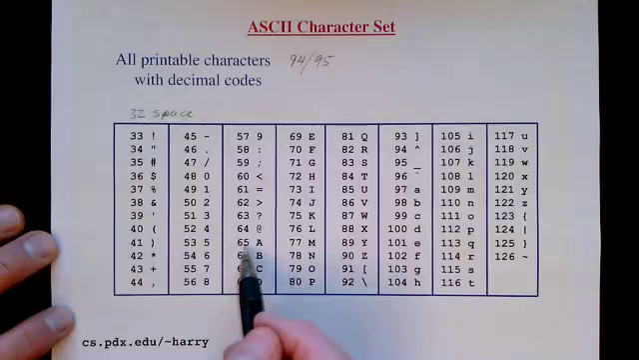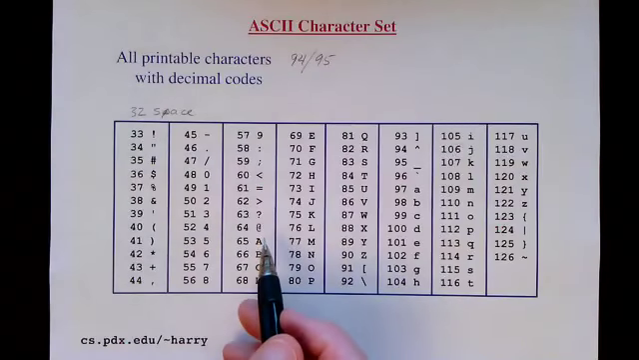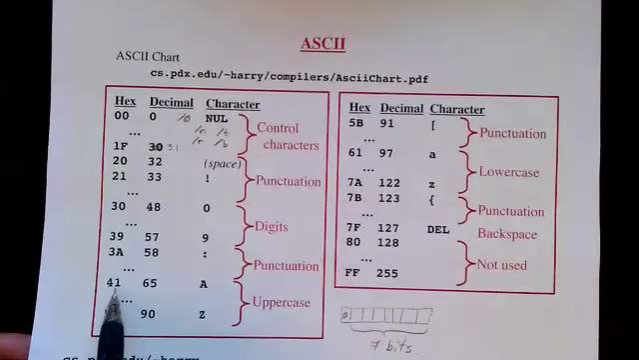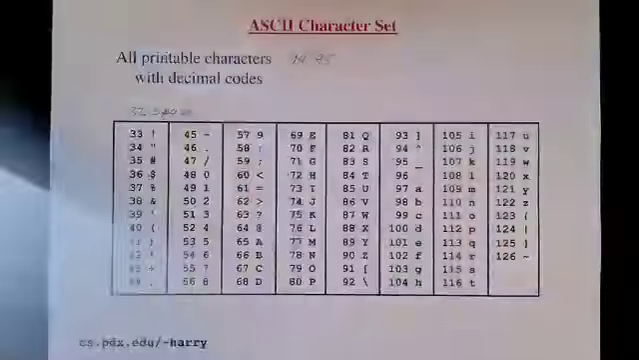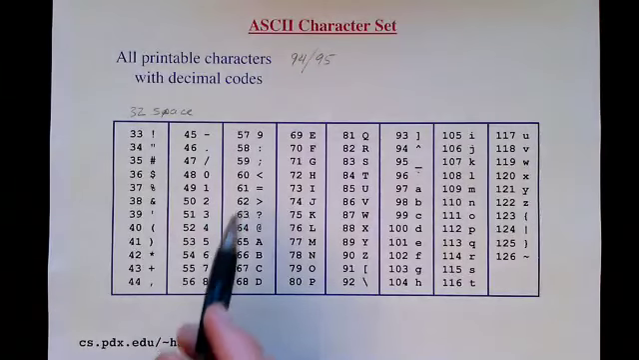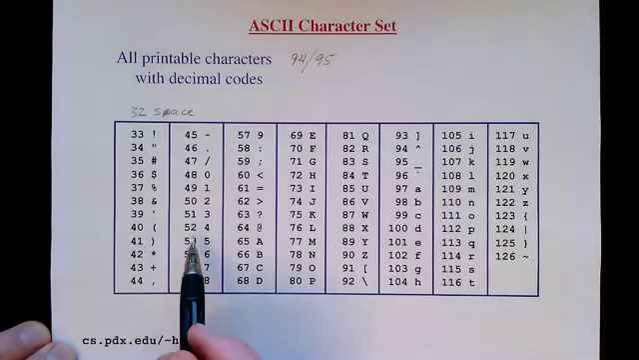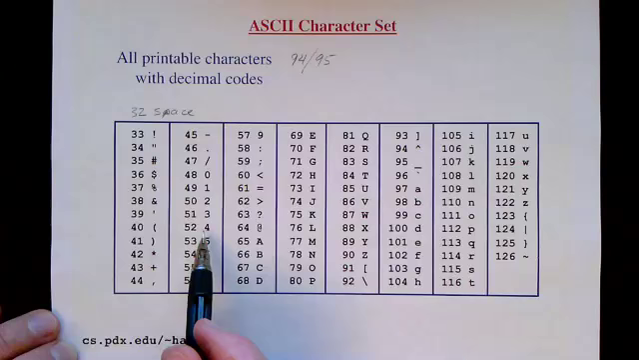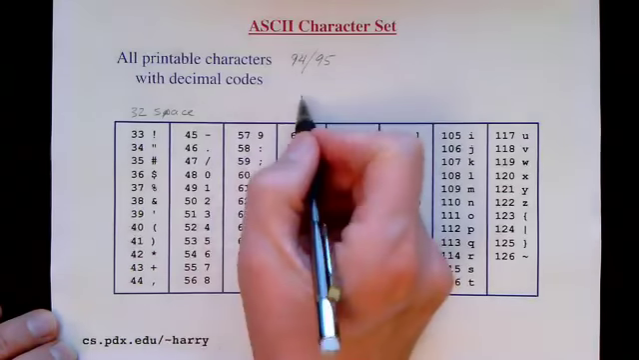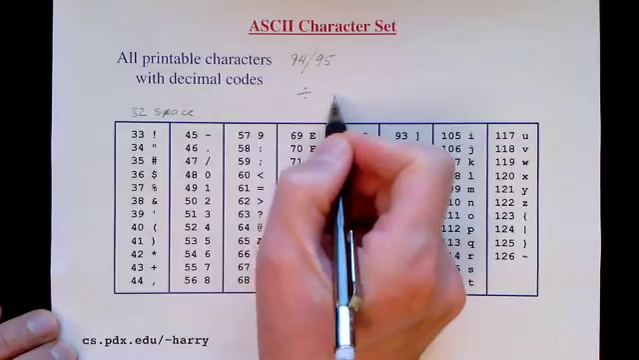Okay, A is 65, capital A is 65, and in hex, that capital A was hex 41. So here they're expressed in decimal. These are all the printable characters. Notice that the ASCII character set is missing a few things that we might like to have. For example, there's no divide symbol. There are no arrows.